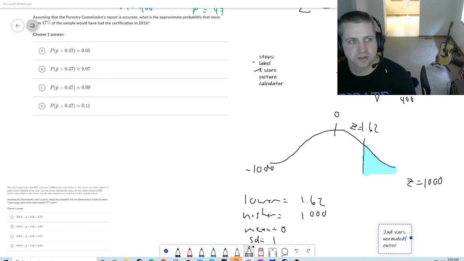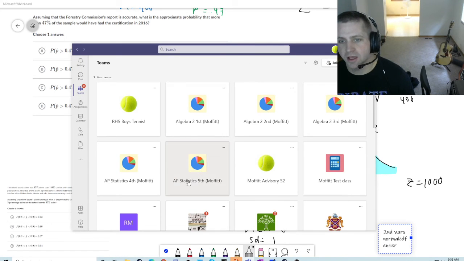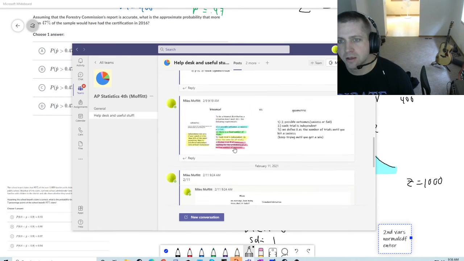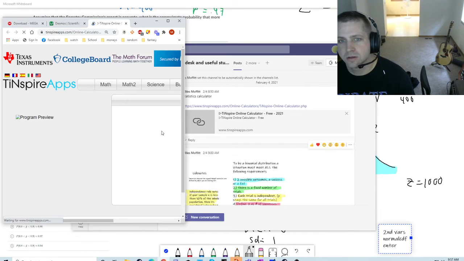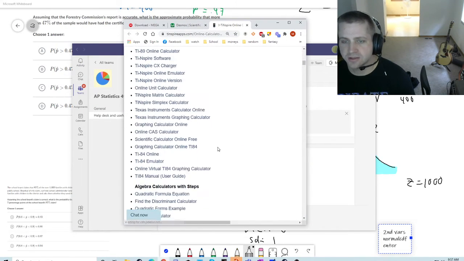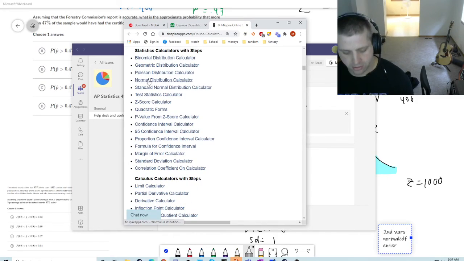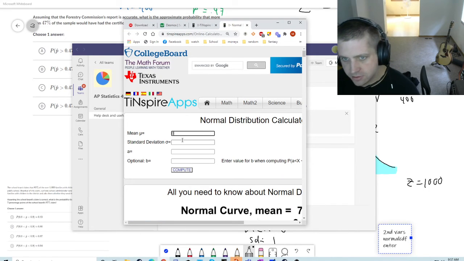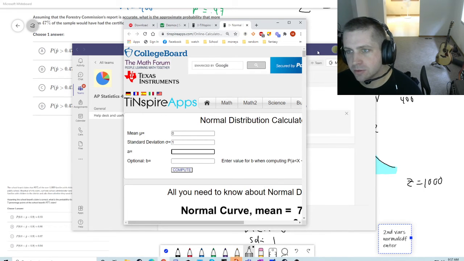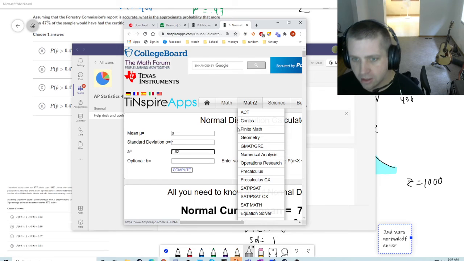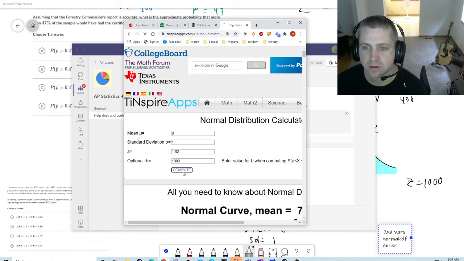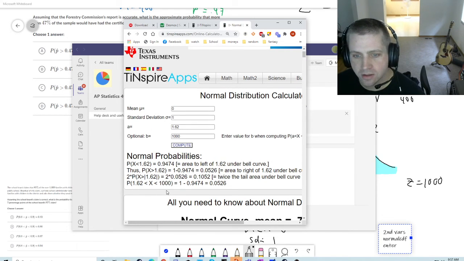Now, I'll use this Teams calculator because that's what I have on me. I don't have an online version of a TI-83 or whatever. So I'm going to scroll up and click on the Teams calculator. It actually has everything we need, believe it or not. Normal distribution calculator. Mean we always said was 0, standard deviation was 1. Then we just do lower and upper. So our lower was 1.62. And our upper, we just wanted a really high value, so I set 1,000. And it gives it to you right here.